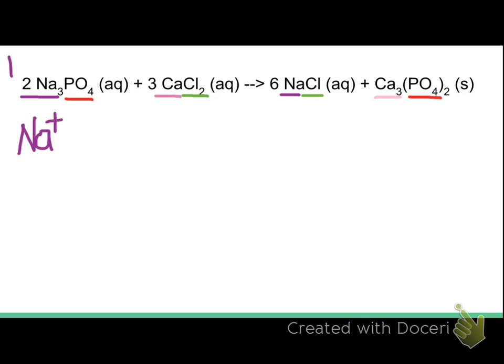Now how many sodiums do we have? Now what you're going to look for, we have 3 from the subscript here, and then we have 2 from the balance, which gives us a total of 6. Okay, and that is being added to phosphate, which is PO4 minus 3. And then how many of those do we have? We have 2.